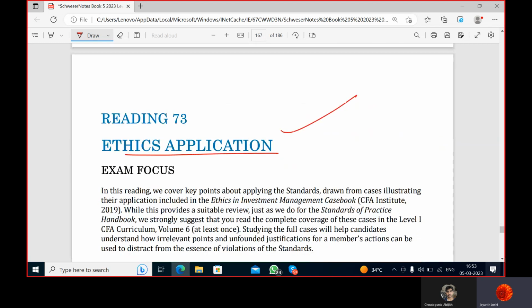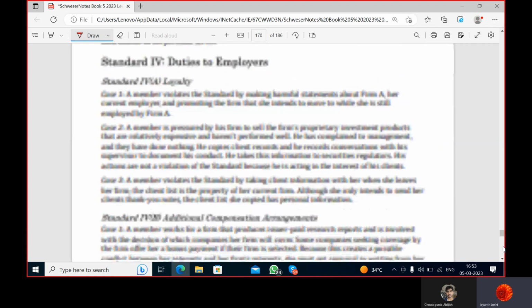Next is ethics application. We'll do this in some other session, but next we'll start with quants.